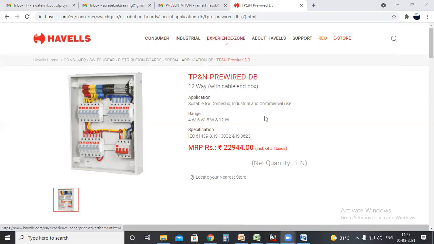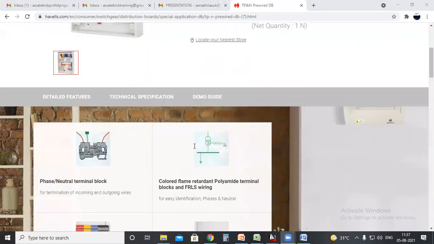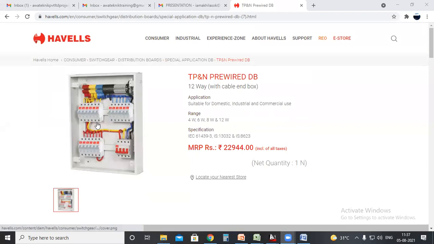Yeah, 6-way is the correct answer. 6-way TPN DB, correct. So this is actually a pre-wired DB. In this case, you cannot change the phase because it does not have the rotary switches. You can just connect the incomer here, but this one is an isolator, a normal isolator.